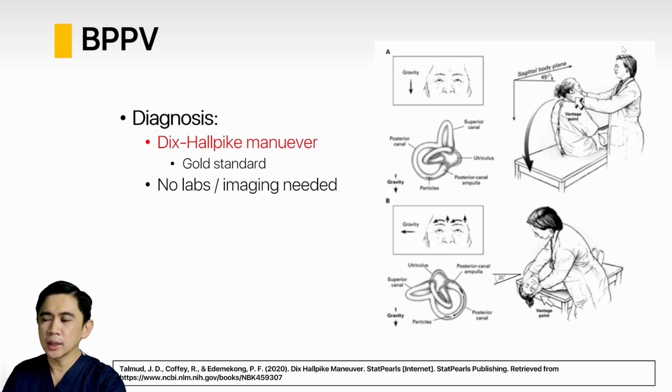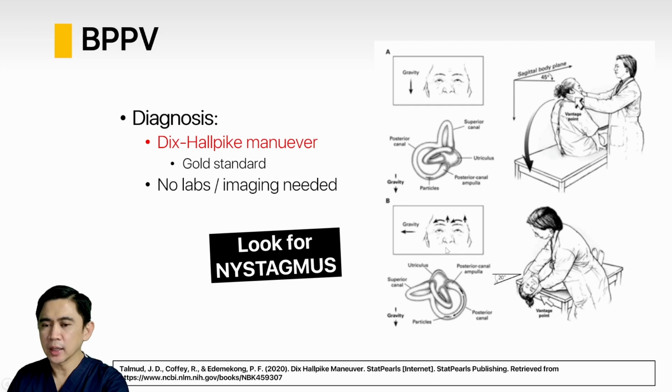So here we see that the examiner will have the patient's head hang over the edge of the bed around 20 degrees and turn the head to one side around 45 degrees and look for nystagmus.